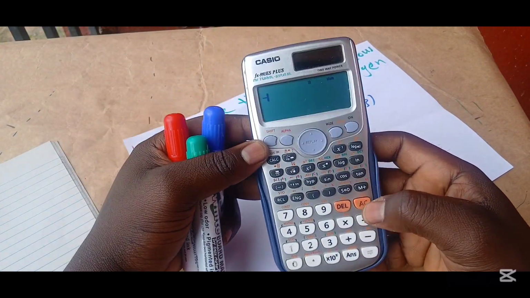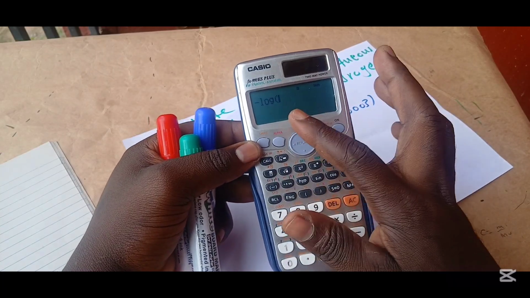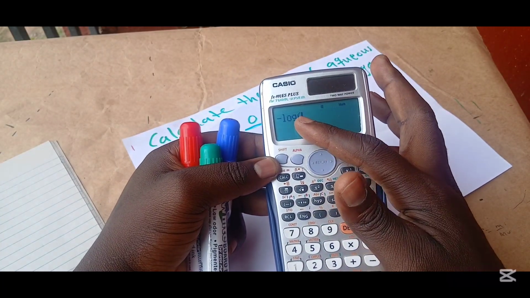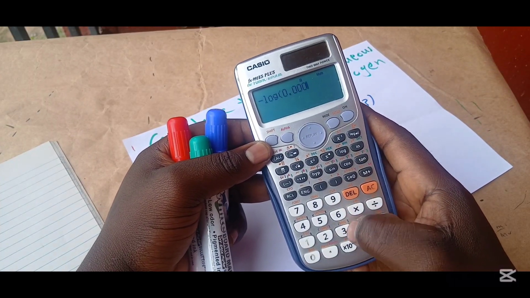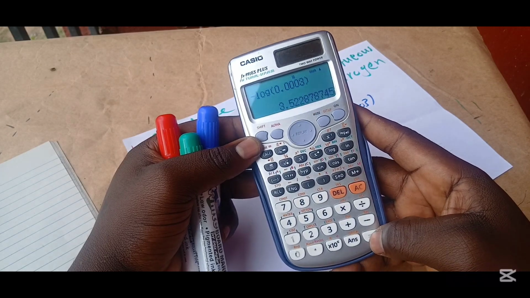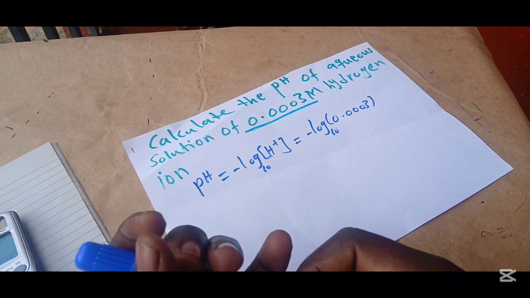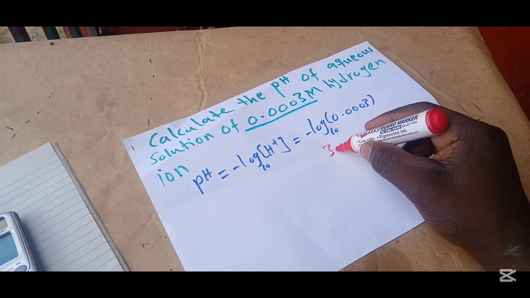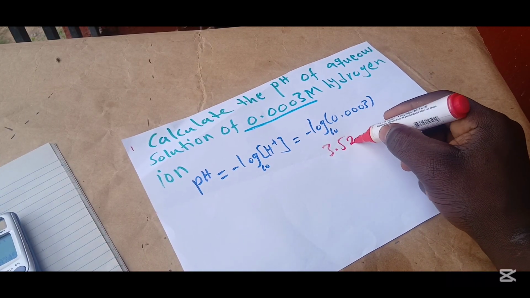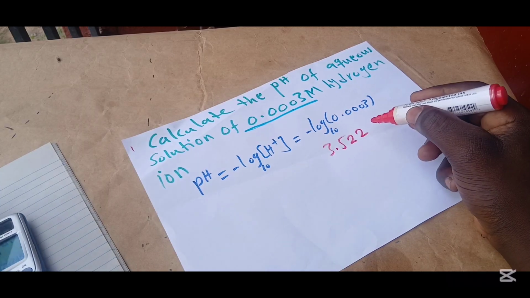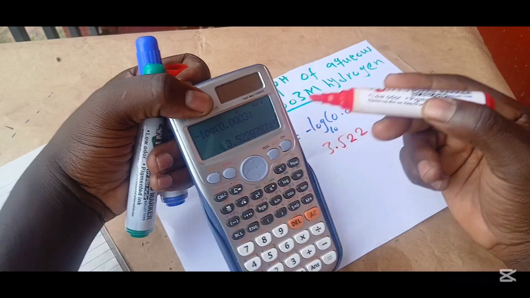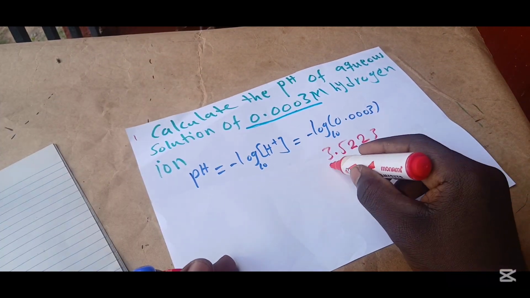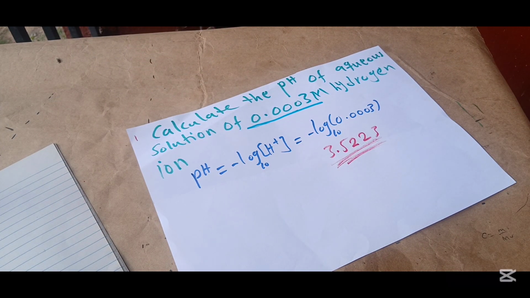So minus log to the base 10. In this case, we don't have to bring the 10 again. This is also log. It is already log in the base 10 already. So 0.0003. Then you close your bracket. Then you click on equal to. So this gives us a value of 3.522. But since the number next to it is more than 5, we'll round it to 3. So that is the pH for this problem.